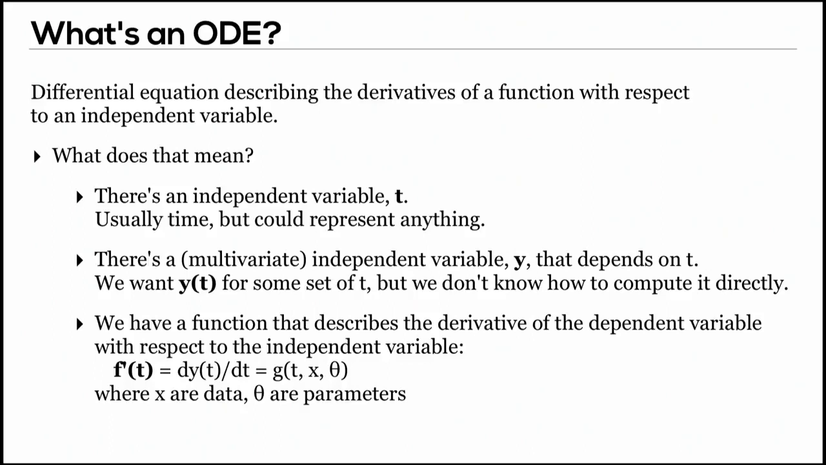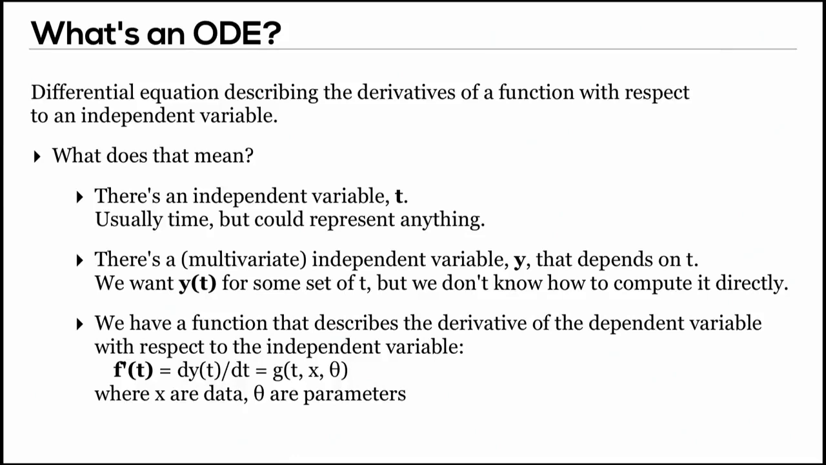There's some sort of independent variable t, and a dependent variable y that depends on t. So that's what we're looking for. We want y of t for some set of t, but we don't know how to compute it directly. If we knew how to compute it directly, for example, if you knew an analytic form of the ODE solution, you should use that instead. But here we don't know what that is.